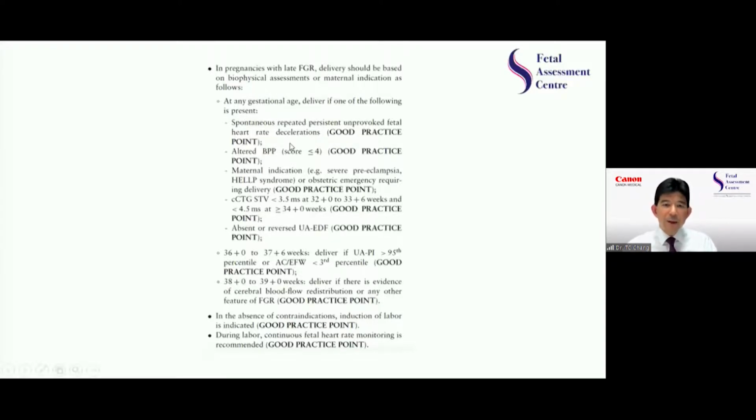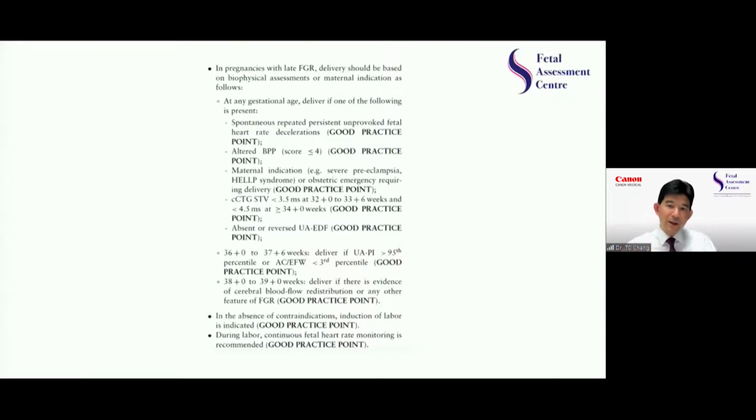Well, if you've got decelerations on your CTG, you deliver. If you've got a very inactive fetus that doesn't breathe, doesn't move, doesn't demonstrate any good fetal tone on your biophysical profile, you deliver. If the mother is severely preeclamptic or has HELLP syndrome or an obstetric emergency, you deliver. If you've got abnormal changes on the CTG, you deliver. If you have an absent or reverse flow in the umbilical artery, you deliver. At any gestation, okay? So if you've got any of these criteria, you don't need any other indications to help you to support your decision for delivery.